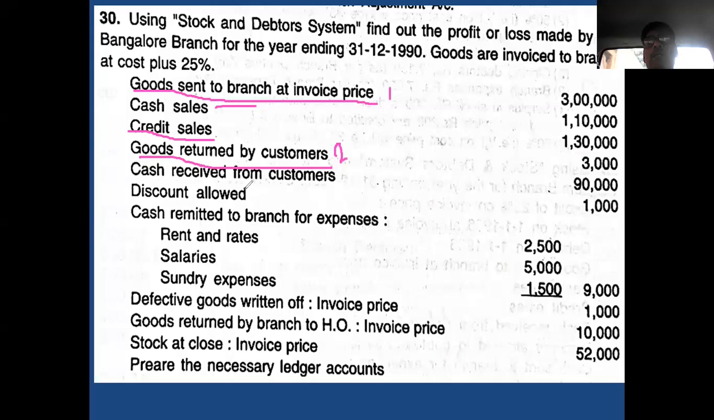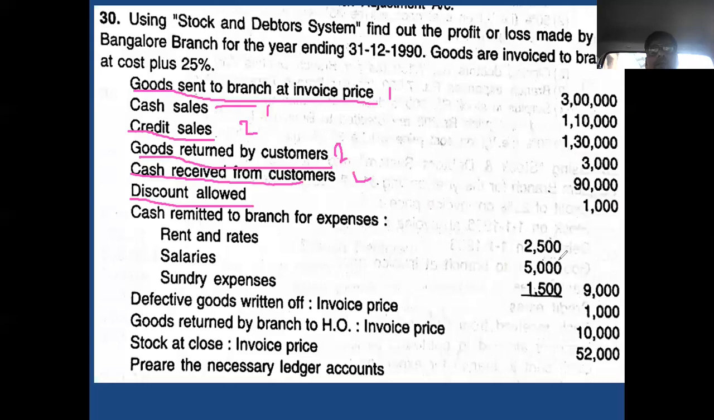Okay, branch stock account. And cash received from debtors goes to the debtors account, credit side. Discount allowed goes to the debtors account, credit side, by branch expense account. Under the branch expense heading you write discount, and the same goes to the branch expense account, debit side. This is the point you remember. Then cash remitted to branch for expense is the second item on the branch expense account.